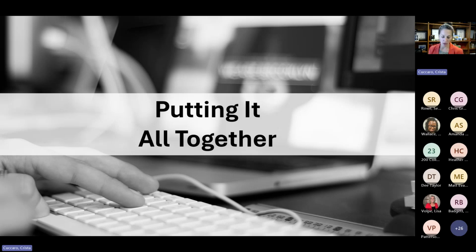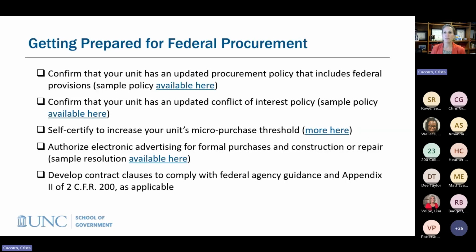And so I want to leave you with a few final thoughts on getting ready, considering how you might get prepared for these federal procurements. You want to make sure that you have an updated procurement policy. You want to make sure that you have an updated conflict of interest policy. As you can see here on the screen, we have samples available for you. You may want to self-certify your unit's micro-purchase threshold. We talked about that in the earlier session today. That's going to make things a little easier for you on the procurement front when we're talking lower dollar amounts.